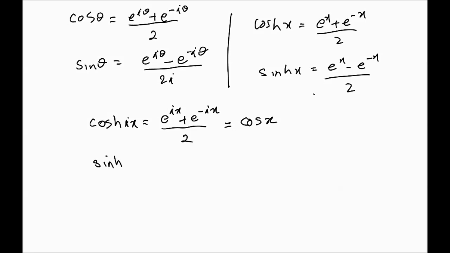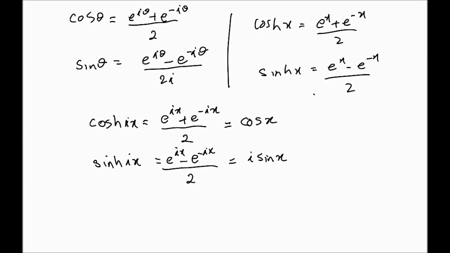Similarly, if we do the same with the sine, or sine hyperbolic, we end up with e to the ix minus e to the minus ix all divided by 2. Now what you're missing in this case, of course, is the 2i, because if I multiply sine x by i, I would end up with the same thing. So this is a very interesting relationship between the trigonometrics and the hyperbolics, the circular, if you like, and the hyperbolics.